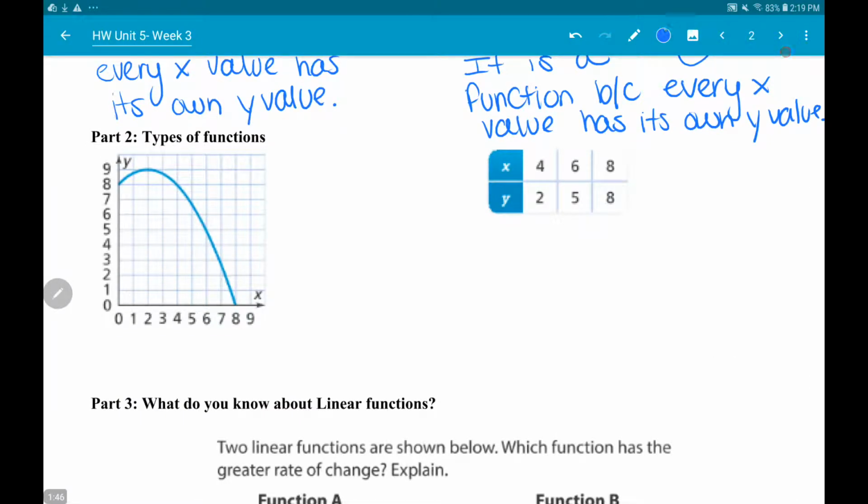All right, part 2. The second thing you're going to be assessed on is now types of functions. So we've learned 2 types of functions. We've learned linear functions and we've learned nonlinear functions. So basically we're just trying to decide which one it is. So if I look at the first one, I see that it is a curve. That means it is nonlinear because the graph is not straight.